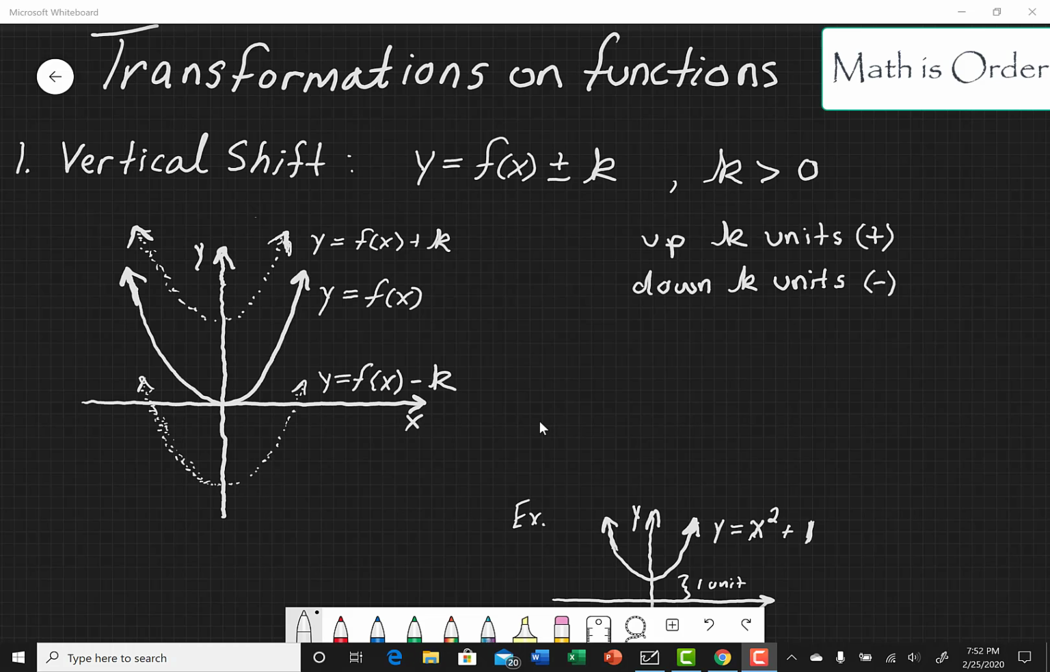In this video, we describe transformations on functions. There's 6 transformations of functions I'll name. Let's begin with vertical shift.